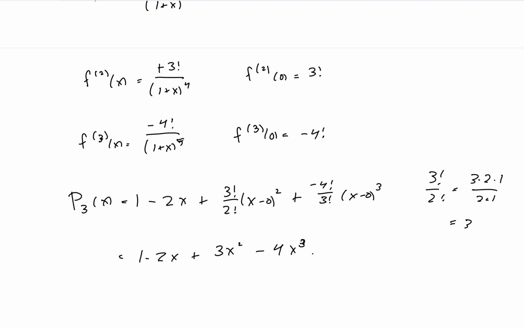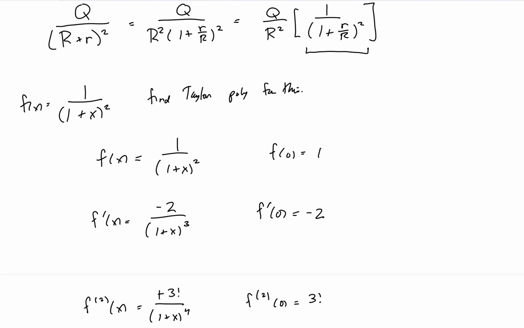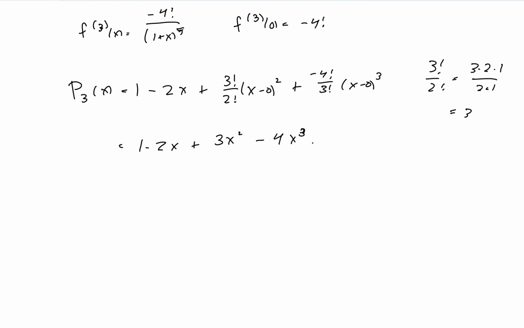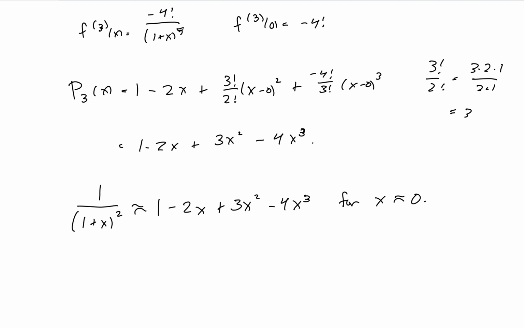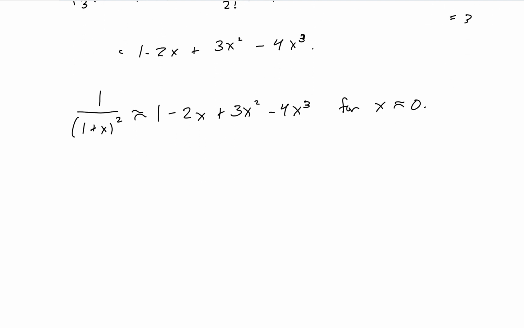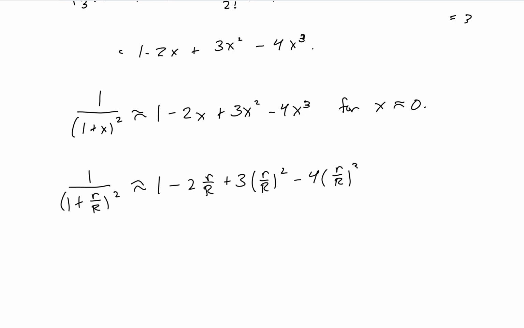So now let's go ahead and use this. So remember, we had our f of x up here was 1 over 1 plus x squared. So this tells me 1 over 1 plus x squared is approximately 1 minus 2x plus 3x squared minus 4x cubed for x approximately 0. So that means if I plug in, I have 1 over 1 plus little r over big R squared is approximately 1 minus 2, replace that x with an r over R, plus 3 r over R squared minus 4 r over big R cubed.